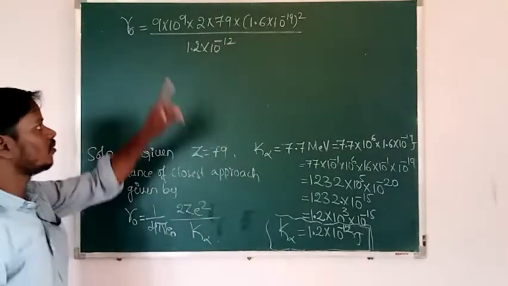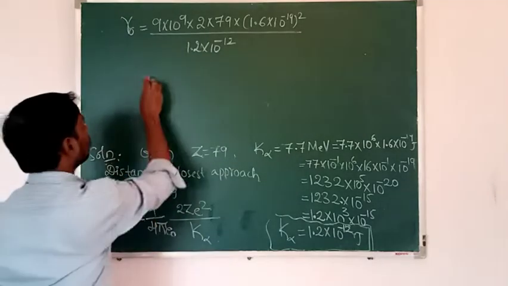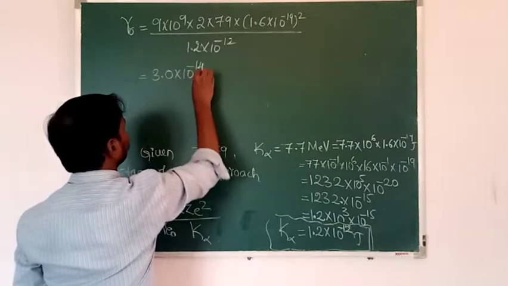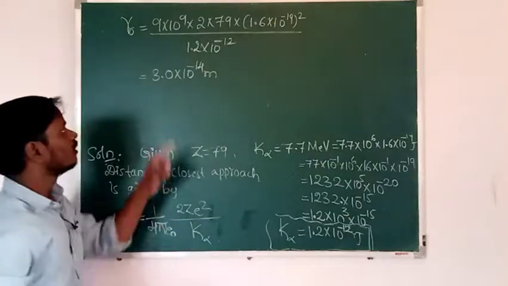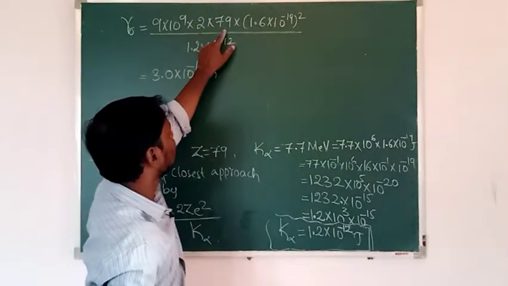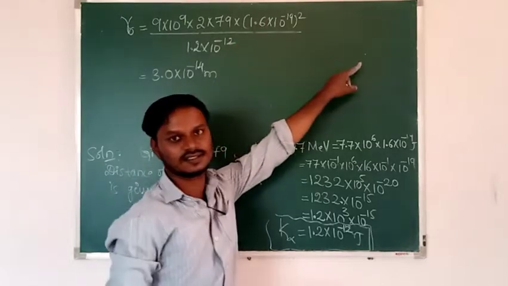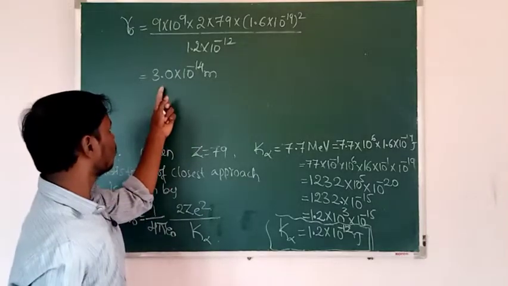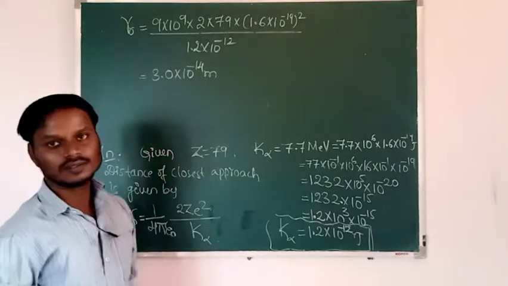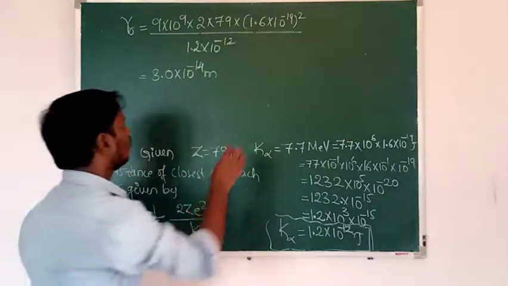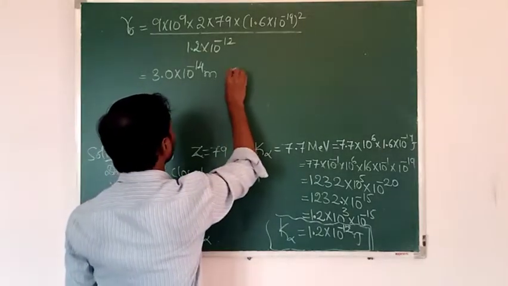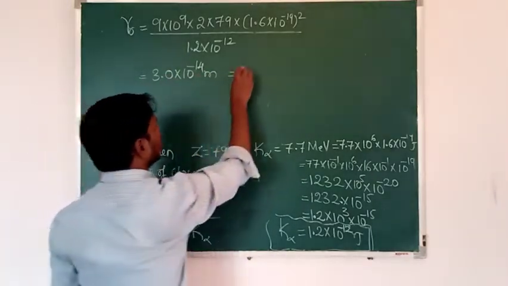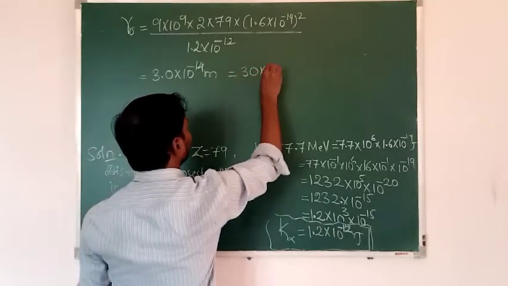Then on solving this, we will get the answer in the order of 3.0 into 10 to the power of minus 14 meter. So how to do the calculation here? 3 into 2 into 79 into 1.6 into 1.6 into 1.6 into 1.6 divided by 1.2. Then you will get the answer that is 3.0 into 10 to the power of minus 14. I will write this one as, I will displace this decimal point after one digit in which direction? Right direction. That is 30 into 10 to the power of minus 1.